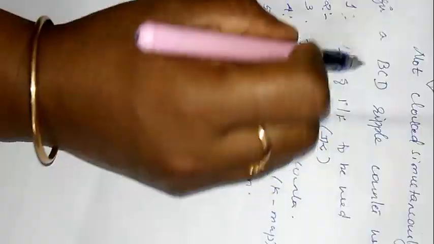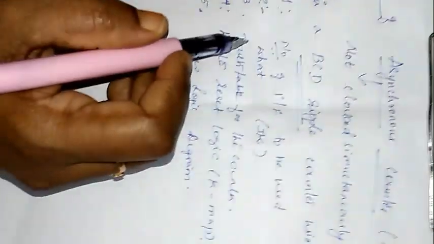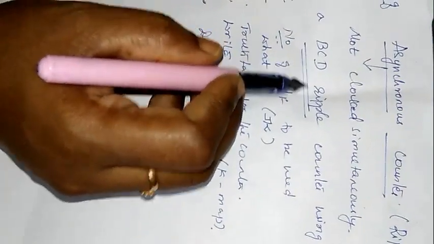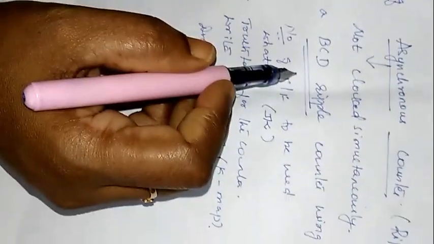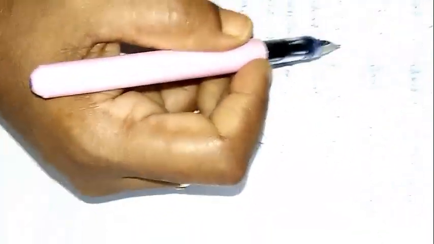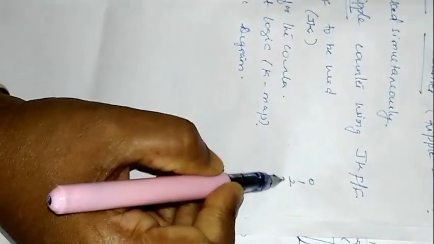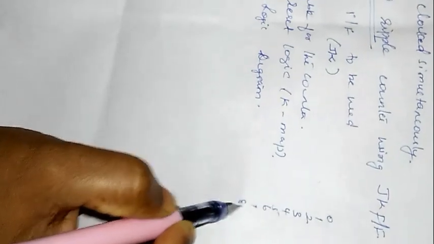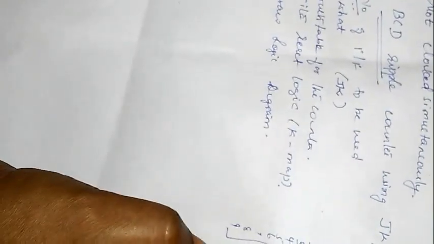Now let us consider the first step. We have to decide how many flip-flops to be used, and since it is a BCD ripple counter, we know that the BCD valid states are from 0 to 9. That is 0, 1, 2, 3, 4, 5, 6, 7, 8, 9. These are the valid states of a BCD counter, and if you count, the total number of states is 10.